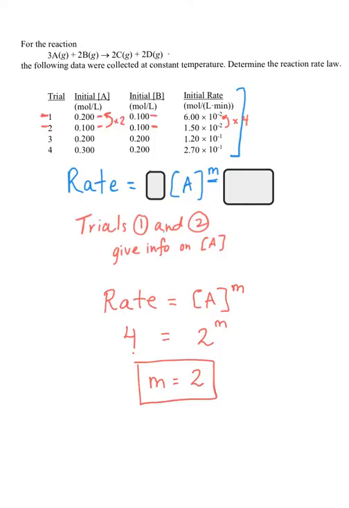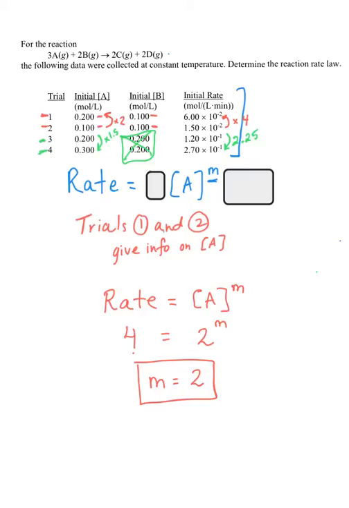Well, what would happen if we looked at two different trials? If instead we had investigated trials 3 and 4. Notice that in trials 3 and 4, we still have a fixed concentration initially for B, so we can ignore B's effect on any change in rate. From trial 3 to 4, we see that the change in concentration of A is a factor of 1.5, whereas the change in rate is a factor of 2.25. 2.7 divided by 1.2 is 2.25.